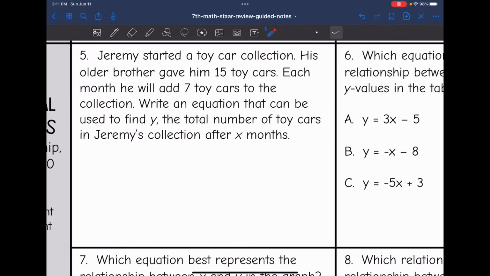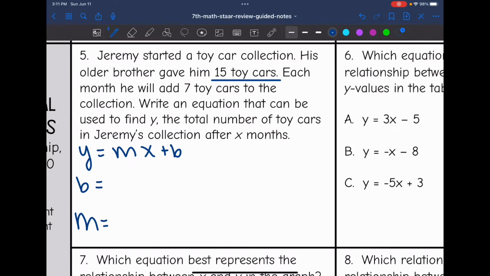So I'm going to be writing this one in y equals mx plus b form, where b is the constant, our starting value, and m is the rate of change, or what we add each time. So b, the constant, the starting value here would be those 15 toy cars he's going to start out with. And then the constant thing we're going to be adding is the 7 toy cars each month. So our rate of change is 7. So our equation would be y equals 7x plus 15.